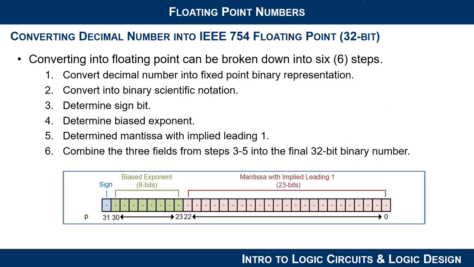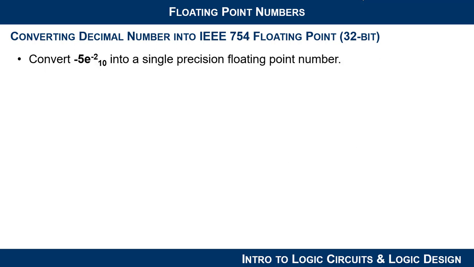We take the decimal number and we break it down into a fixed point binary representation, meaning that the whole number is converted to binary separate from the fractional component. And then we convert that into a binary scientific notation by floating or shifting the exponent so that we have only one bit to the left of the radix point and then multiplying by a times 2 to the exponent. And then steps 3, 4, and 5 are conversions into the IEEE 754 standard. 3 is determine the sign bit, then you determine the biased exponent, then you determine the mantissa with an implied leading 1, and then you combine everything back together into a full 32-bit number.